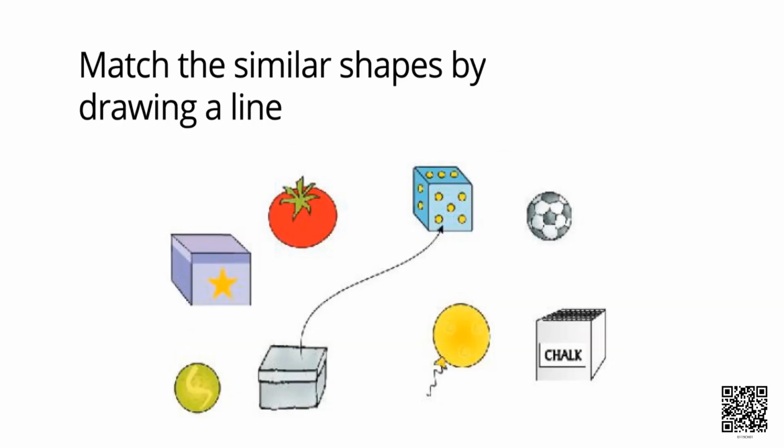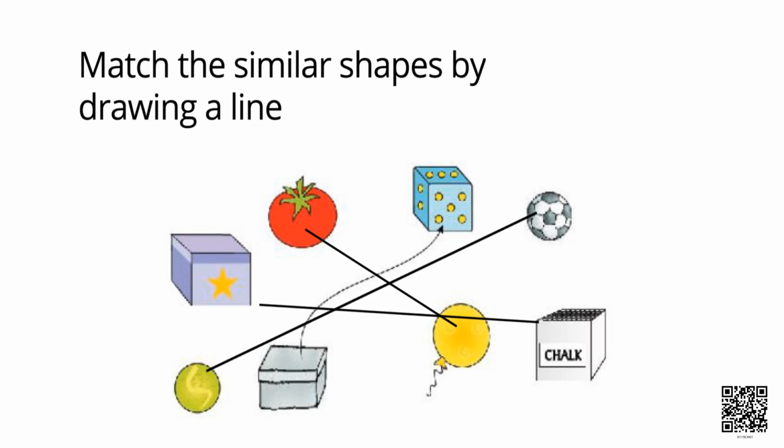Now match the similar shapes by drawing a line like I have done for you. This dice is like this box. So I have drawn this line. Now you tell me, how does this tomato look like? Oh yes, it looks like the balloon. So just match it. And what does this Costco ball look like? Yes, it is as spherical as this football. So match them. And what about this chalk box? Yes, match it with this box. Very well done. Good.